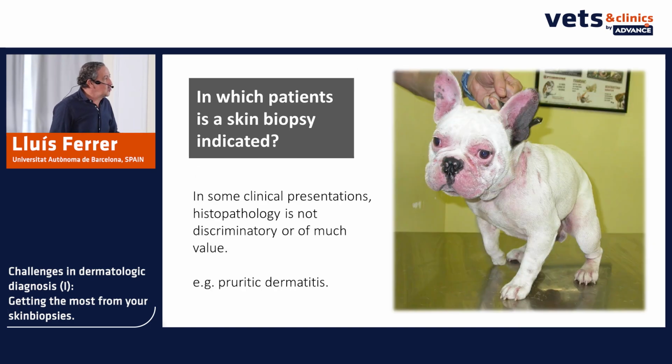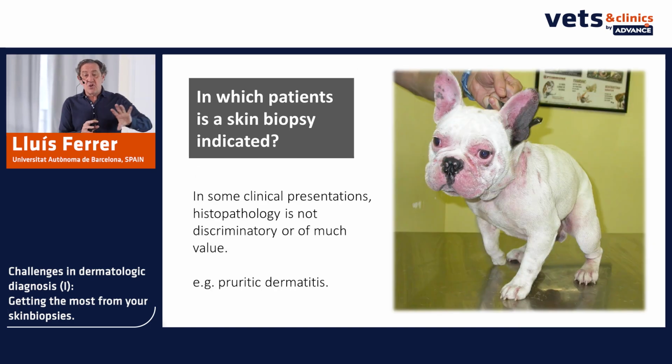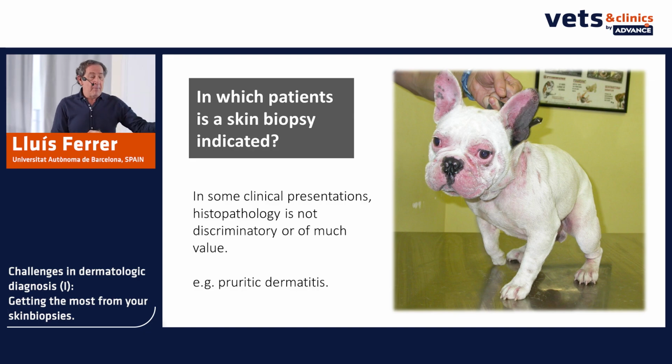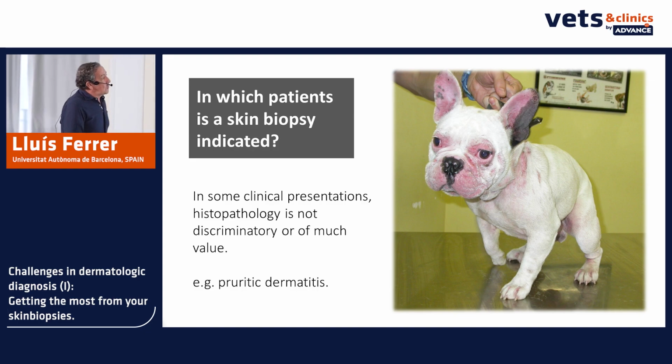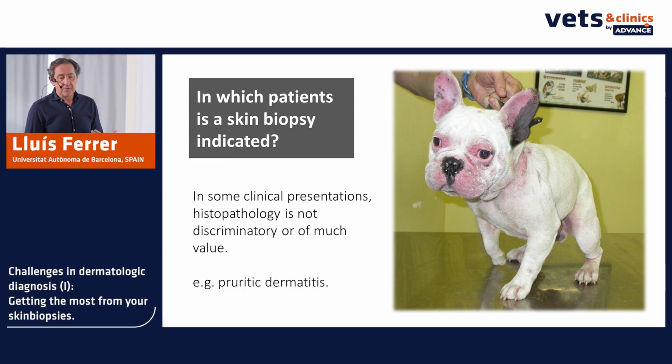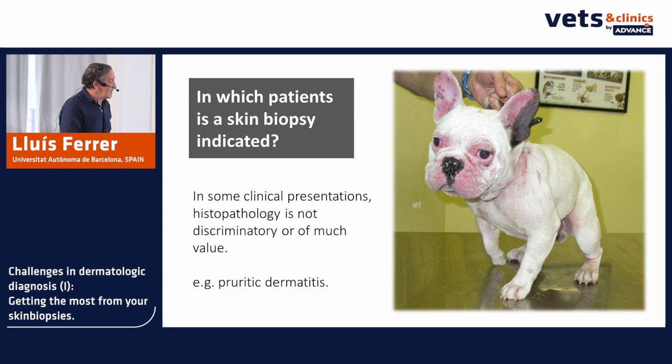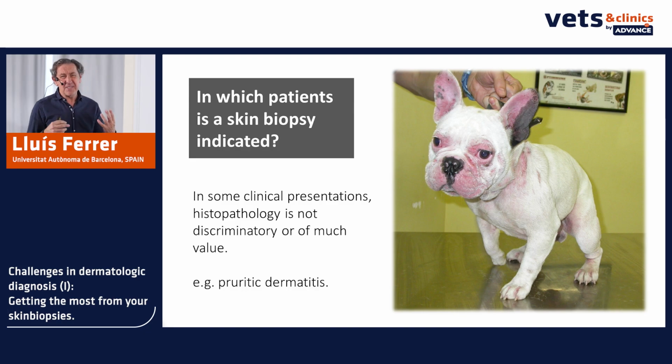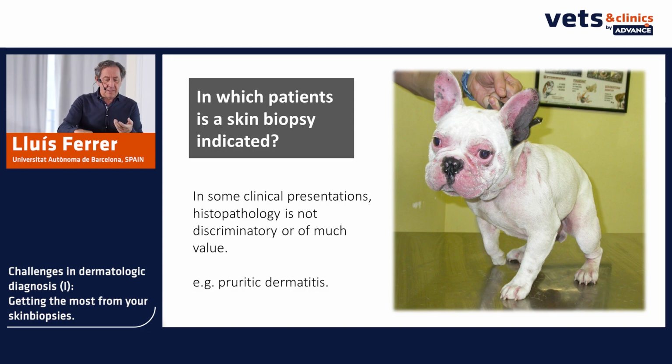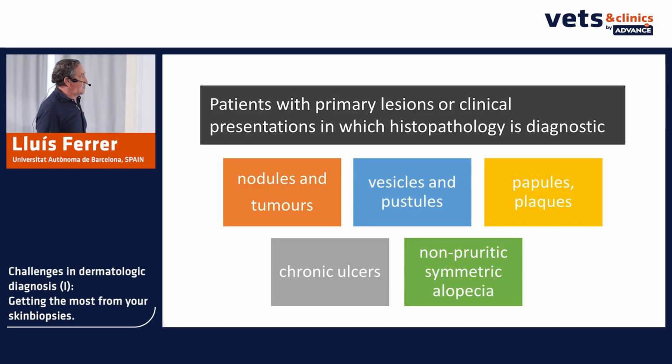So we are not going to use this when there is another technique that is less invasive, appropriate, or useful. Also, we know that in some clinical presentations, the biopsy is not discriminatory enough. For instance, in pruritic dermatitis, like this dog with atopic dermatitis, the biopsy is not very useful. It will only tell you we see a perivascular dermatitis, which can be any allergic condition: flea allergy, food allergy, atopic dermatitis, drug reaction, and many more.